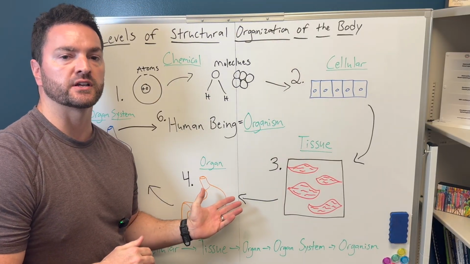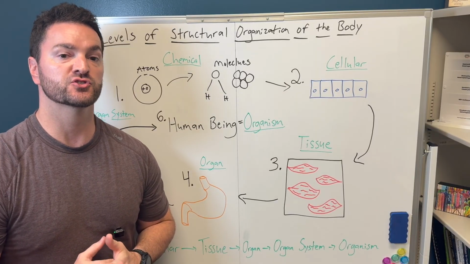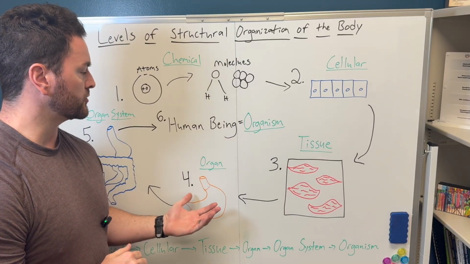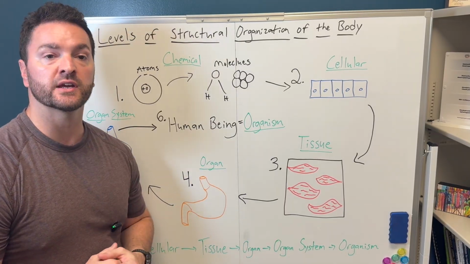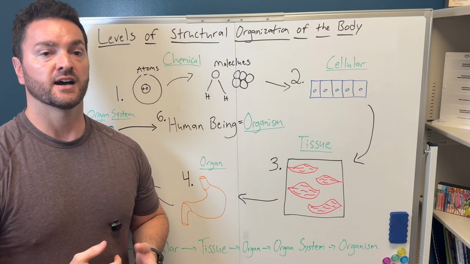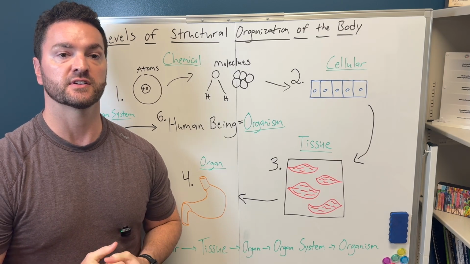Next, let's look at the organ level. This is going to be two or more tissue types that have a similar structure and perform a specific job in the body. For example, an organ would be like the stomach, the brain, the spleen, the pancreas, different organs like that. We have many organs in the body that have a specific function.